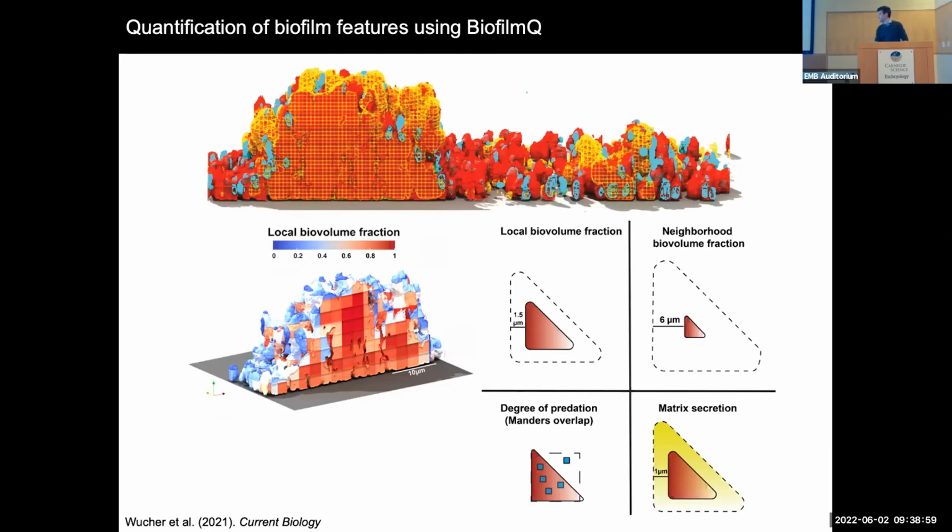So in this case, we're interested in a couple of different biofilm features, like the packing architecture. What is the volume fraction of biomass in close proximity to a chunk of cell? Or what fraction of this volume in a larger neighborhood is filled with other cells? This is the degree of predation, so the overlap of predators and prey. And then this is the amount of matrix in proximity to cells. So these are the 4 measurements I'm going to be talking about here.